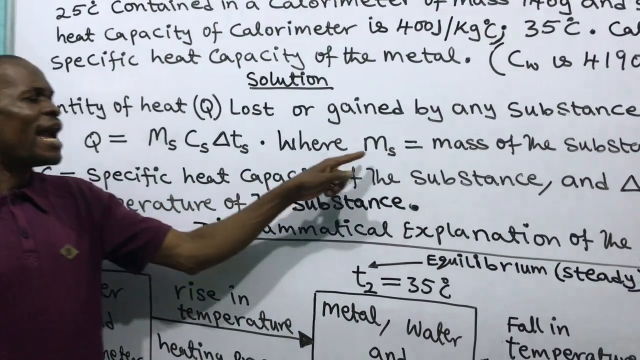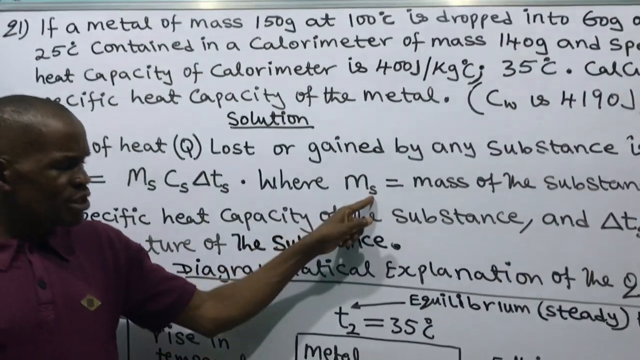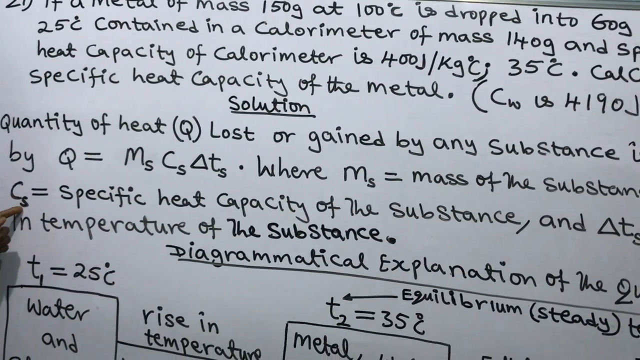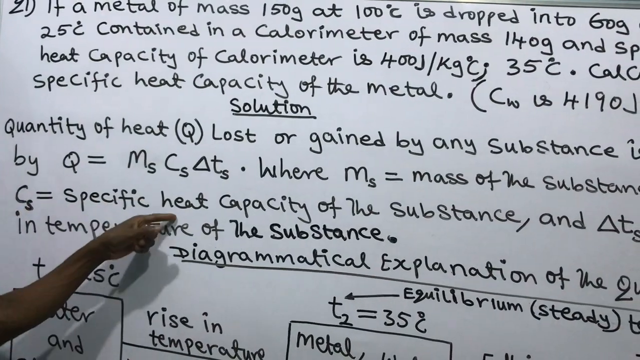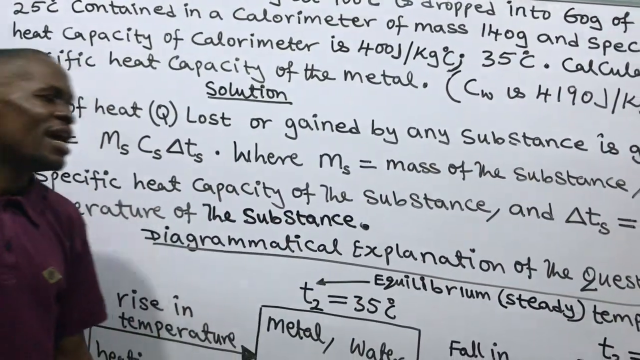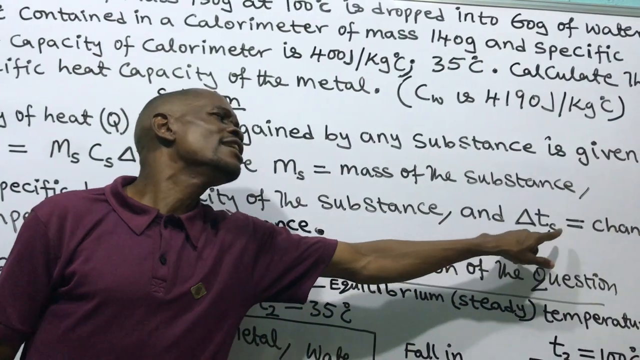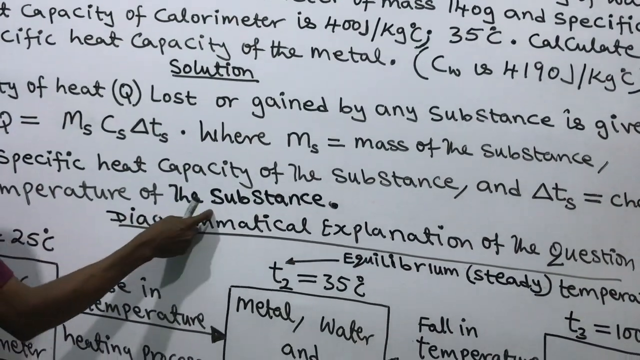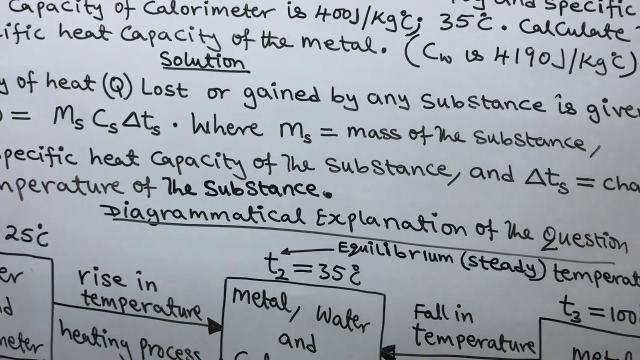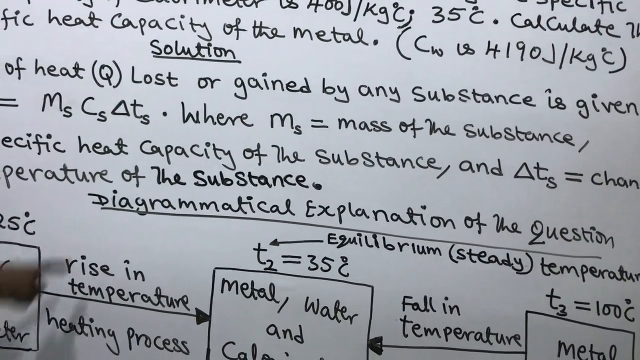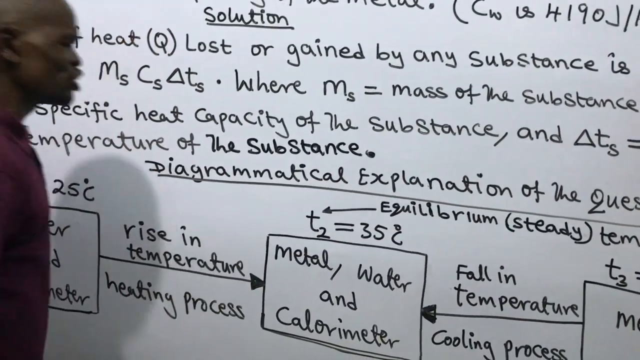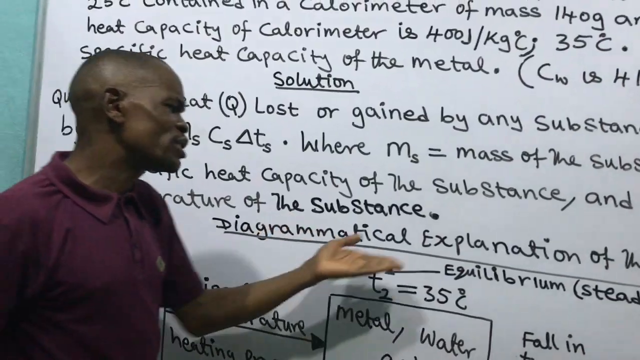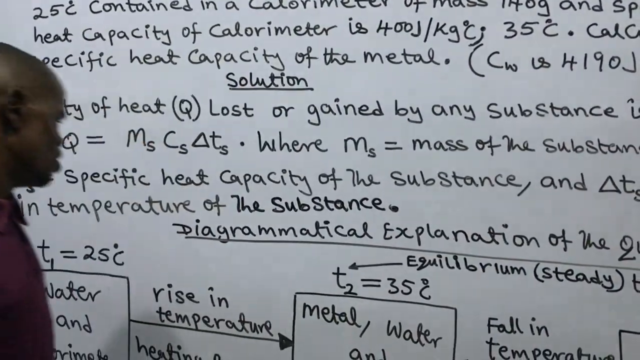Where m subscript x means the mass of the substance, C subscript x is the specific heat capacity of the substance, and delta T subscript x is the change in temperature of that substance. Let me use a diagram to explain this more. Diagrammatic explanation of the question. Look at it.